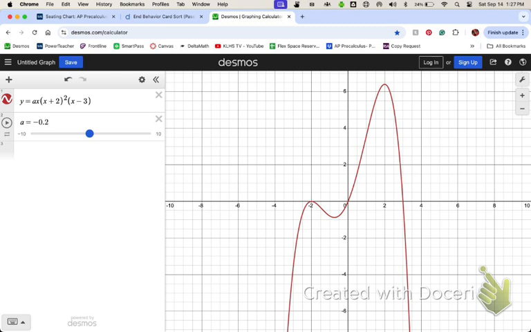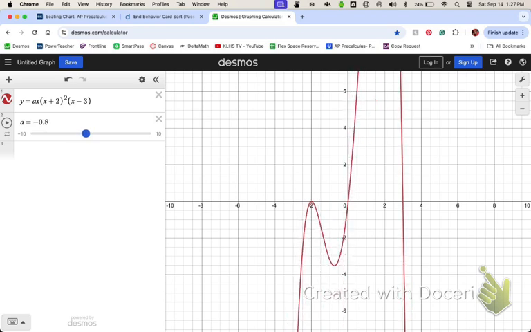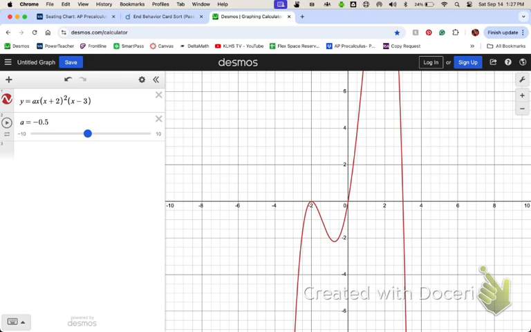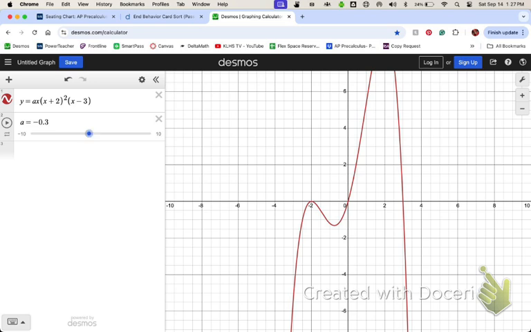All right, so you can't do this in your graphing calculator, but I've got this set up where I can change the value of A here to whatever I want to. So we can see that if my A value is positive, my arrows are going to be going up on either side. So I don't want that. If my A values are negative, both sides are going down. That's good. So let's put this at negative 0.3.